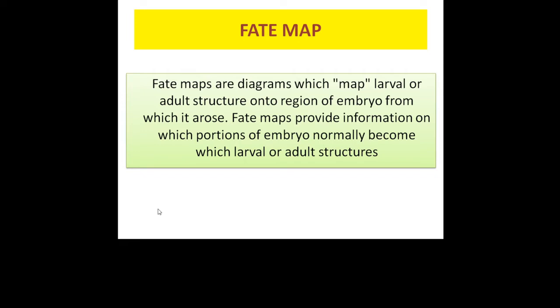Fate maps are diagrams which map larval or adult structures onto region of embryo from which it arose. Fate maps provide information on which portion of the embryo normally becomes which larval or adult structures.